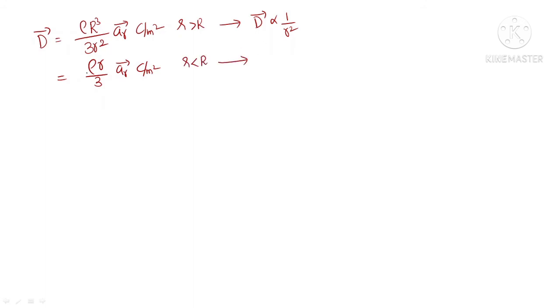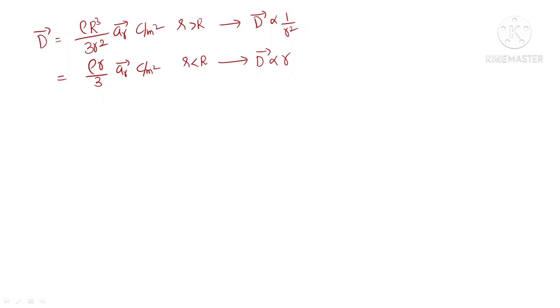Here if you observe, rho is a volume charge density. For a uniform charge distribution, rho is constant and 3 is constant. It indicates that D bar is proportional to r here. Sorry, D bar is proportional to r.